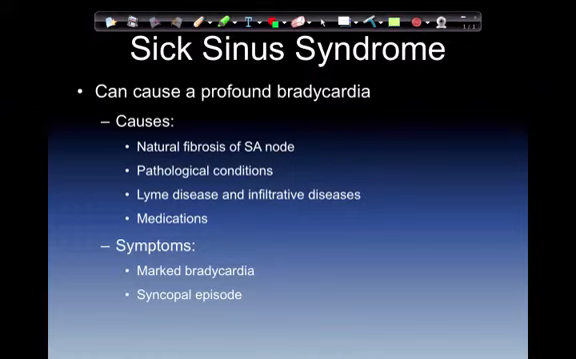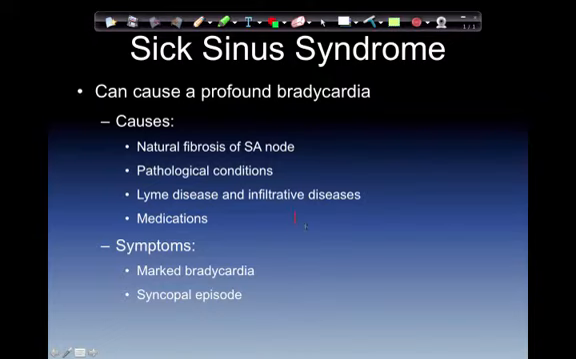Sick sinus syndrome can cause a profound bradycardia. A cause of this is natural fibrosis of the SA node that occurs with aging. Pathological conditions like acute myocardial infarctions could get you there, with subsequent ischemia of the SA node, Lyme disease, or any other infiltrative diseases of the area. Medications: anti-dysrhythmic medications, specifically procainamide, verapamil, diltiazem, and amiodarone. The Vaughan Williams classifications will get you there pretty quickly.